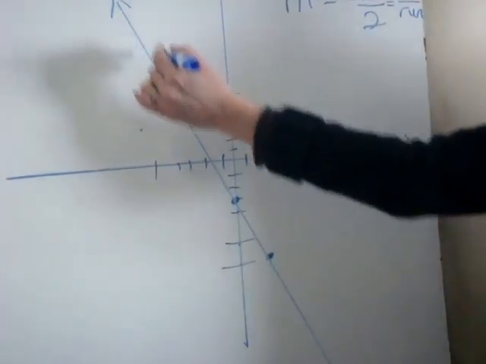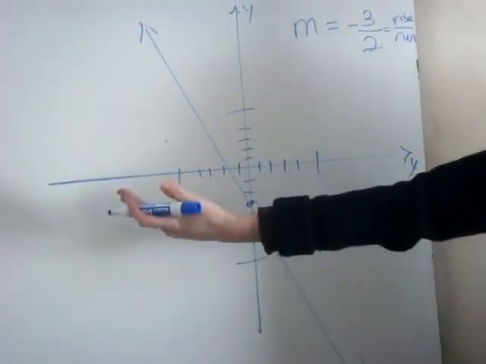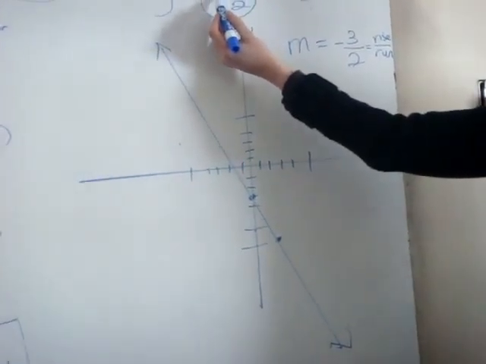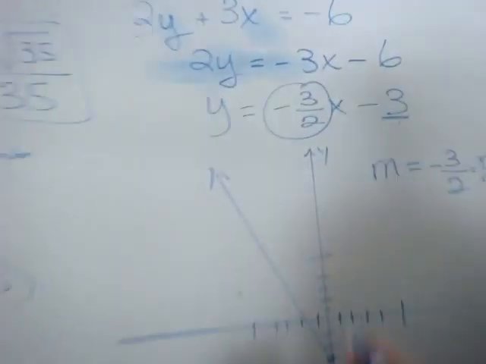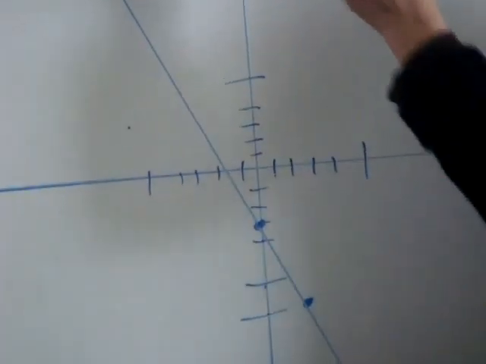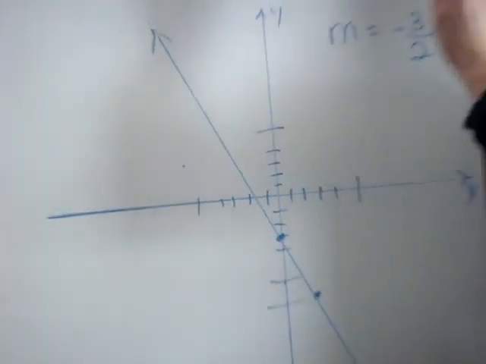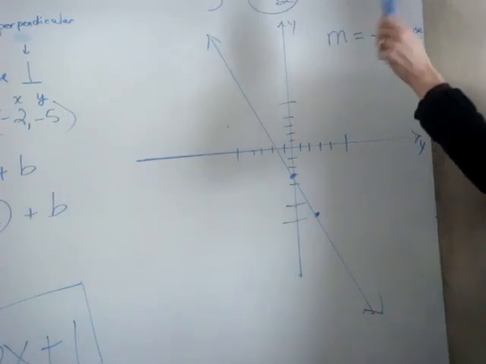You notice the slope is negative. It's going downhill from left to right. And our slope is negative here. It crosses the y-axis at -3. If you do not know how to graph this way, please see me and we have to get this taken care of.